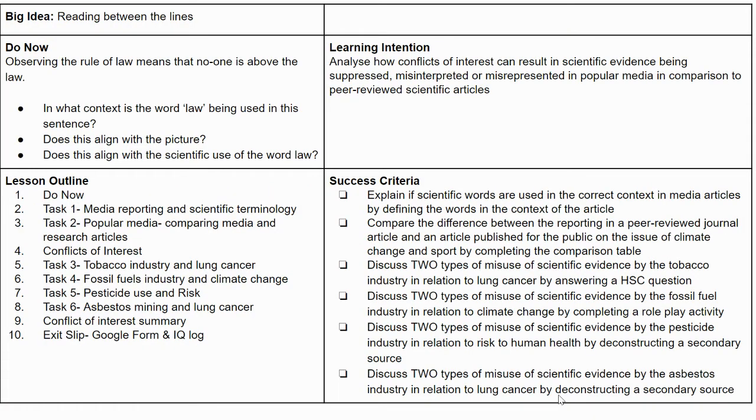media. So our learning intention is to analyse how conflicts of interest can result in scientific evidence being suppressed, misinterpreted, or misrepresented in popular media in comparison to peer-reviewed scientific articles. And again, in this video, we have 6 tasks that relate to our success criteria, and this cycle will take us 2 weeks.